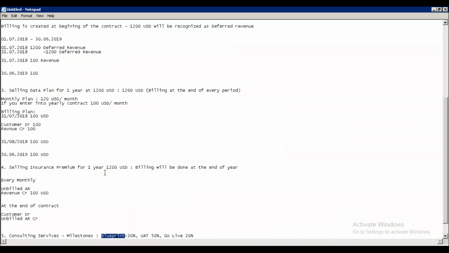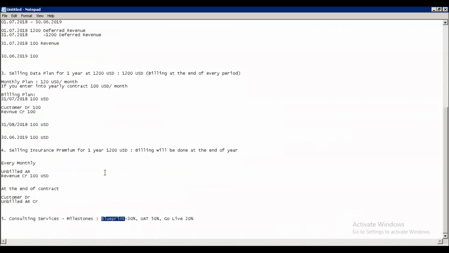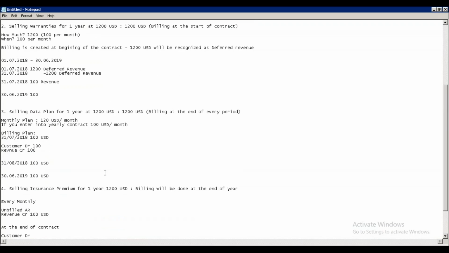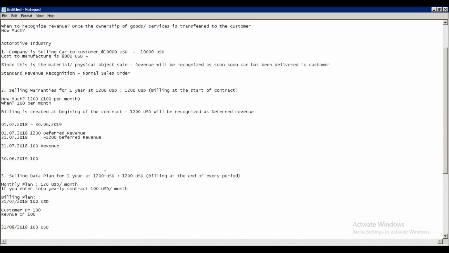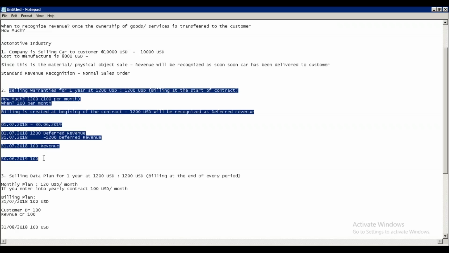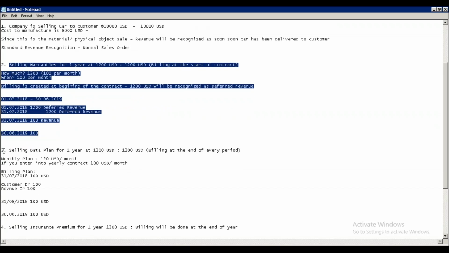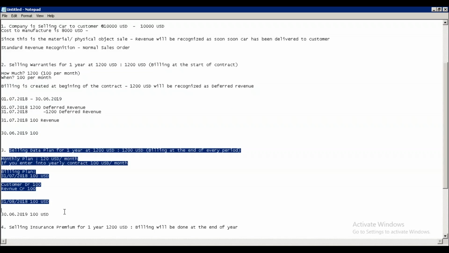Okay, so in short, if you remember these 5 different scenarios, these are the scenarios which are required from the revenue recognition perspective. Then what we can do now is we will start with the first, we will go through the entire cycle. Then we'll go to the second one. Again, we'll go through the entire cycle, including the configuration and all.